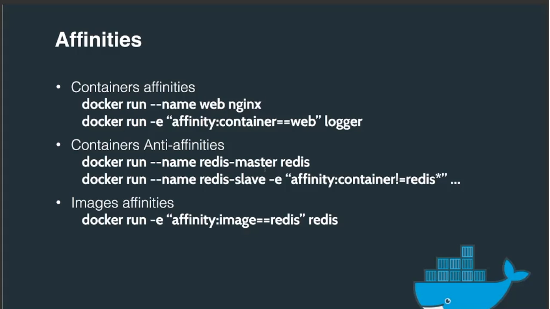And we also have image affinities. The last one is basically to say, schedule me on a machine where the Redis image is already pulled. So it can speed up some starting time if you don't want to wait for the image to pull. If you know that on some nodes in your cluster Redis is already pulled, you can use this image affinity.